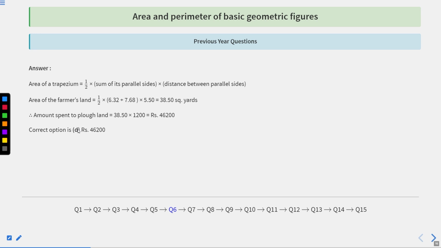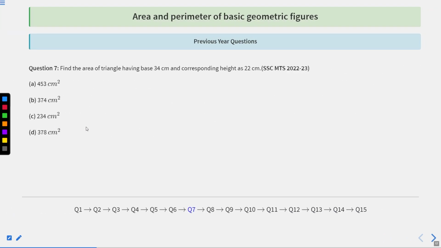So the correct option is option number D, 46,200 rupees. So let us move ahead and see problem number 7. Find the area of triangle having base 34 centimeter and corresponding height as 22 centimeter.